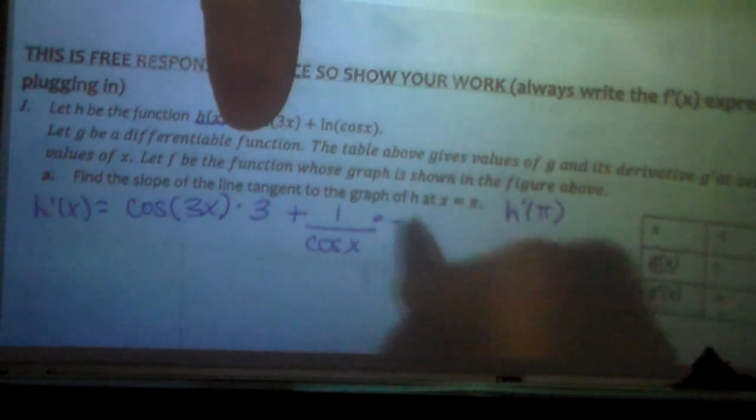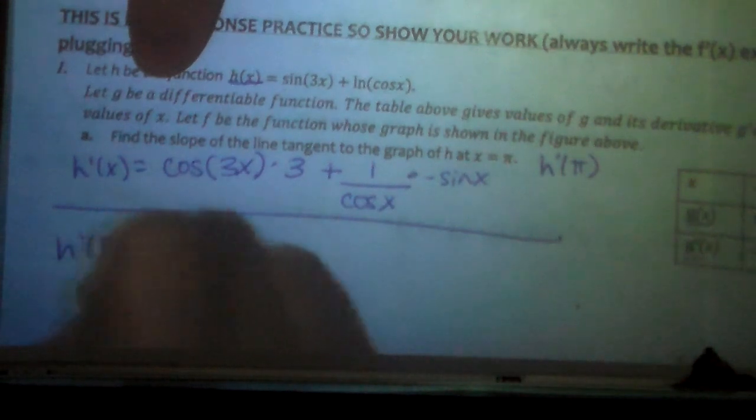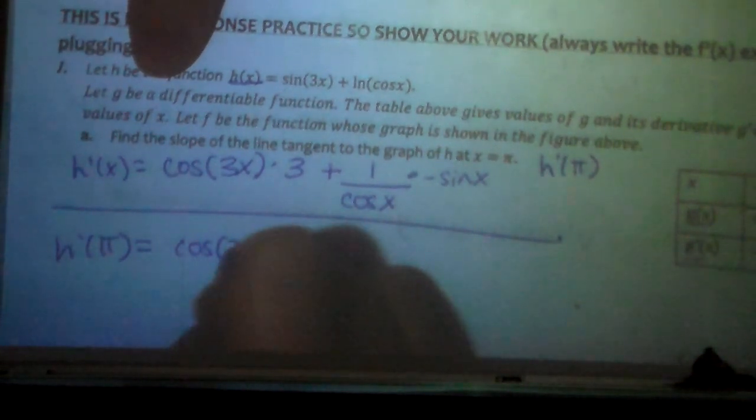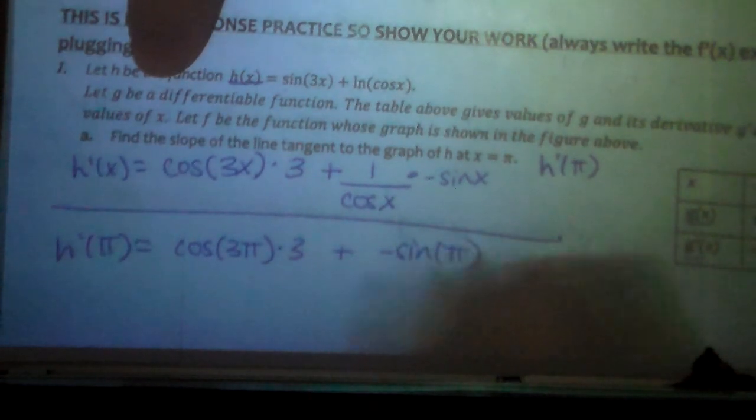Derivative of cosine is negative sine. So there's my h prime of x, and now I need to evaluate it at pi. So this is cosine of 3 pi times 3, plus negative sine of pi over cosine of pi.